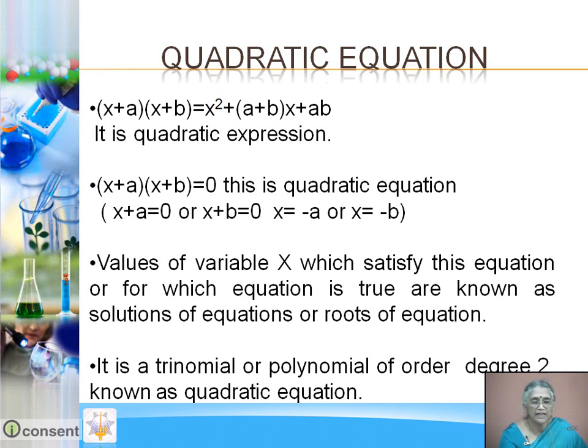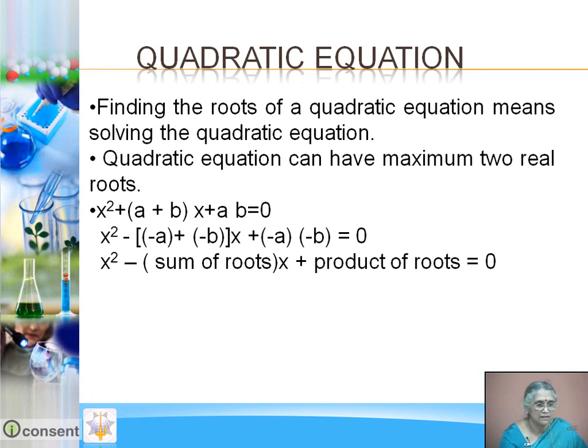The values of variable x which satisfy this equation, or for which the equation is true, are known as solutions or roots of the equation. When a polynomial is of degree 2 and we equate that to 0, that is a quadratic equation. It has a maximum of 2 roots, or 2 real roots. Solving a quadratic equation means we are finding the roots of the quadratic equation.